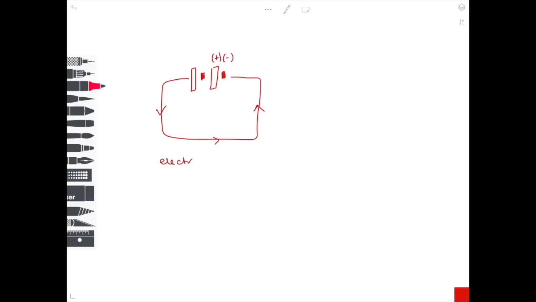What is an electric field? Well, it's a region in which electric charge experiences a force.